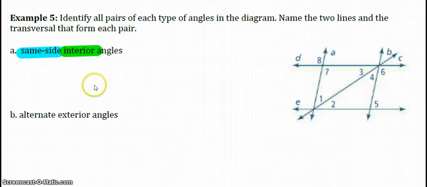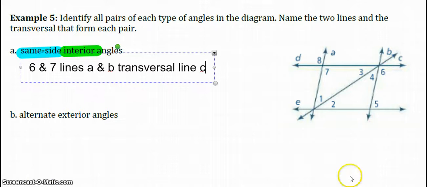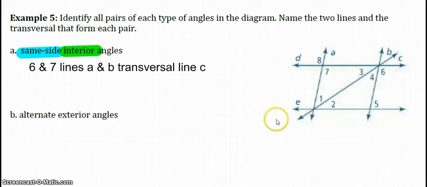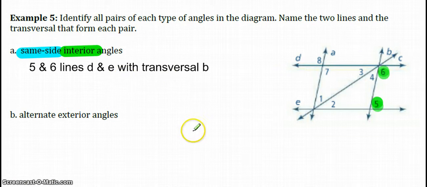Moving on to example 5, there's going to be a few different pairs, so I'm going to stop the video and type them out. So go ahead and pause this and make sure that you can list the same side interior angles. So try to look at all the different situations that happen here with line pairs and transversals. So the first 2 same side, had a typo there for a moment, so sorry about that.